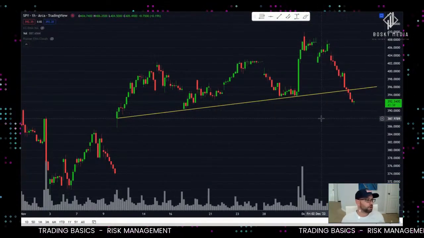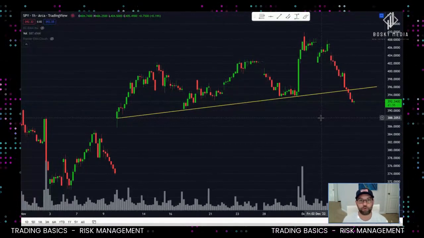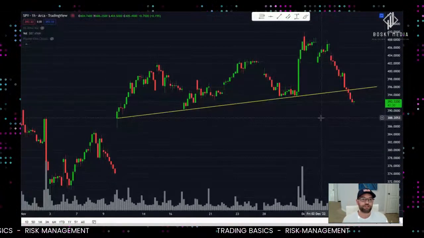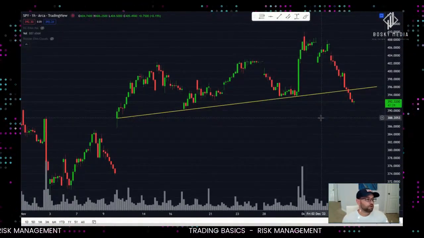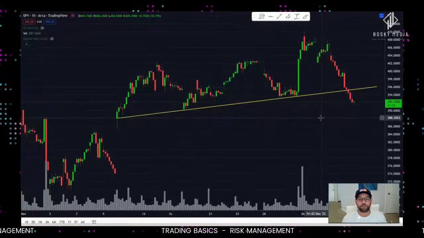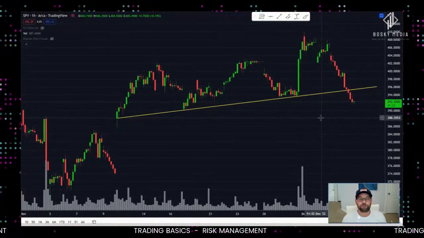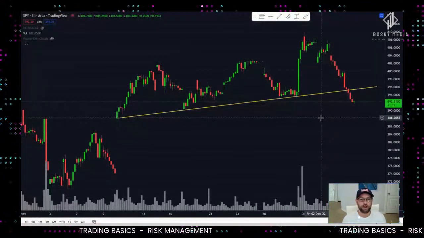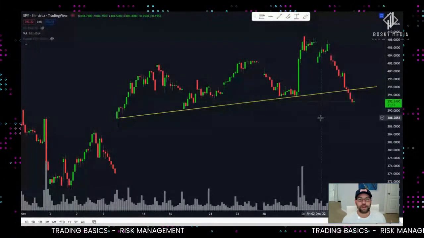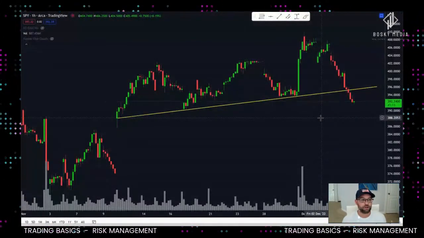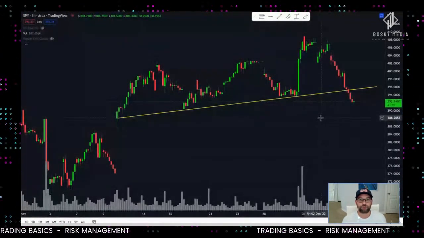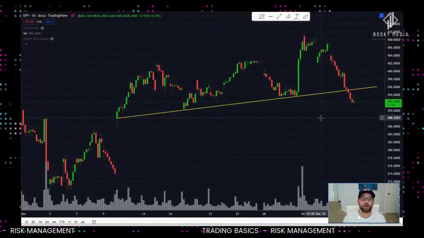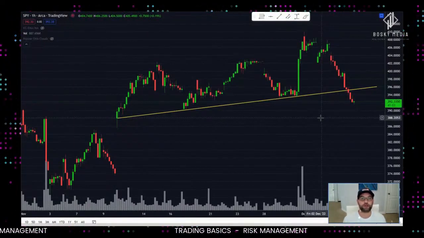And also, position sizing is a very important topic when it comes to risk management. Position sizing means using the correct size of position that matches your risk tolerance, right? If you have $10,000 in your account, do not go take a $10,000 trade unless you really know what you're doing. You shouldn't be risking all of your money on any one trade, right?